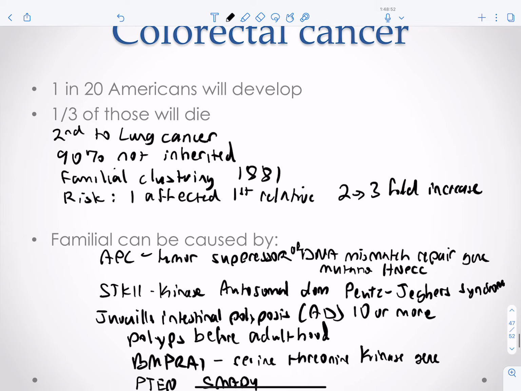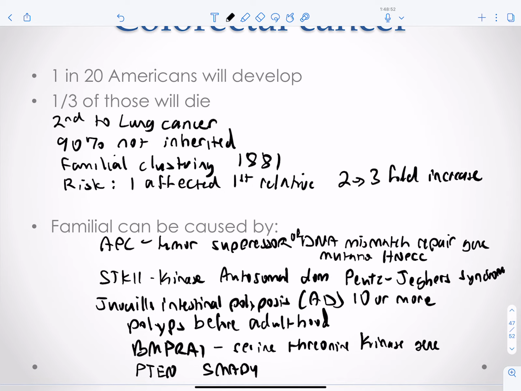Colorectal cancer is going to be about 1 in 20 Americans. It's second to lung cancer as far as prevalence in the United States. And again, most are not inherited. 90% are not inherited. You do have familial clustering, and if you have a first-degree relative with colorectal cancer, your risk increases about 2 to 3-fold over the general population. The familial form, again, can be caused by that APC gene, that tumor suppressor gene, or you can have a defect or mutation in the mismatch repair gene.